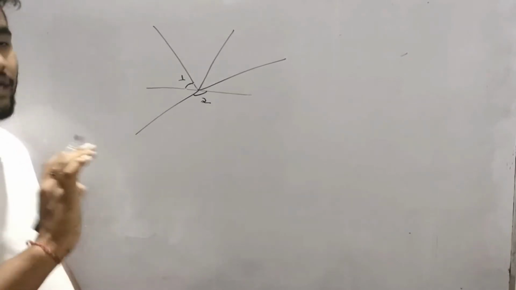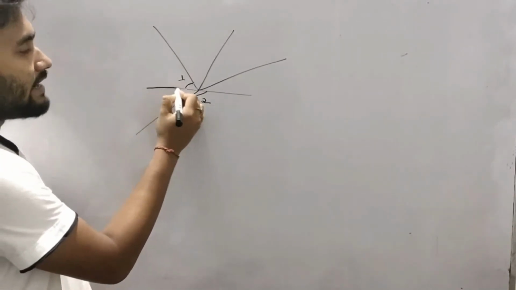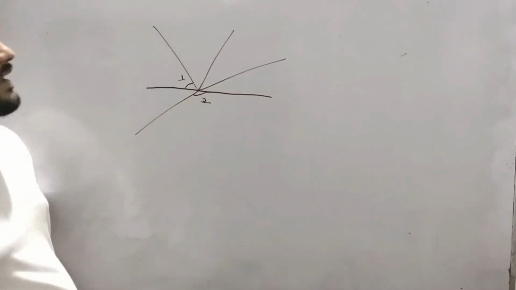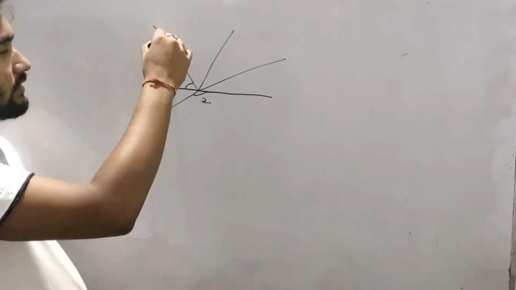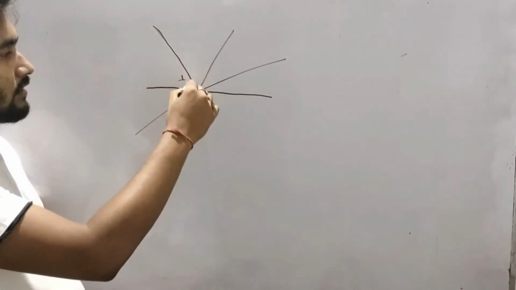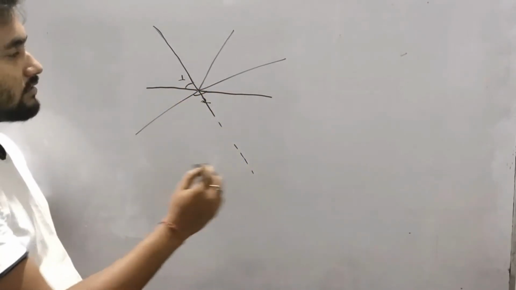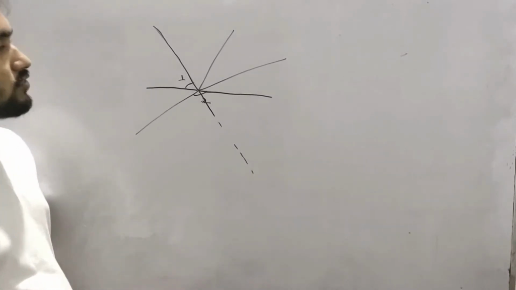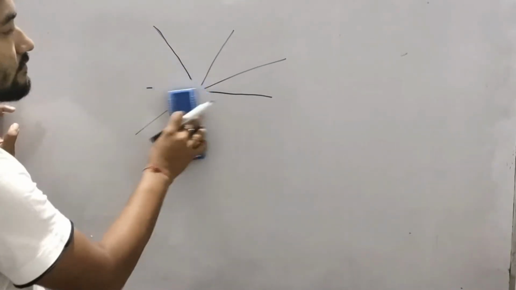So now see whether they are straight or not. Clearly I can see that this line is straight. Now I will see this line. This line is not there, right? That means this line is not straight. Understood? So this is not a vertically opposite angle. Again, let us see.